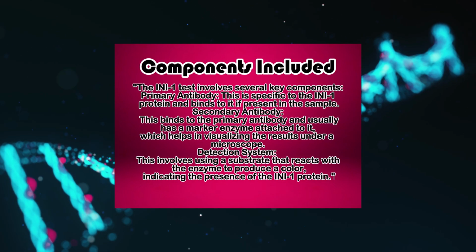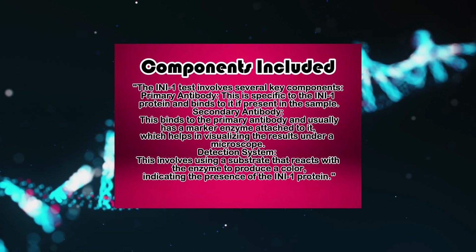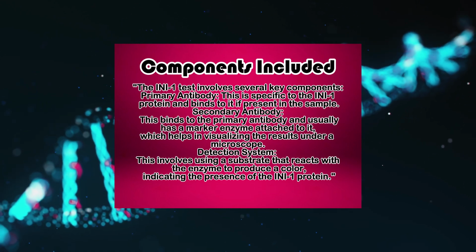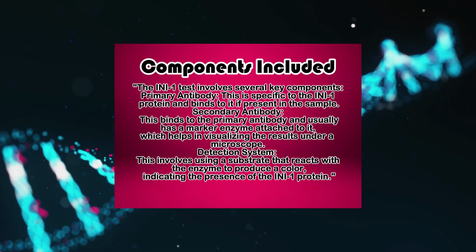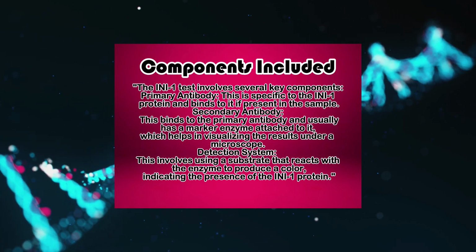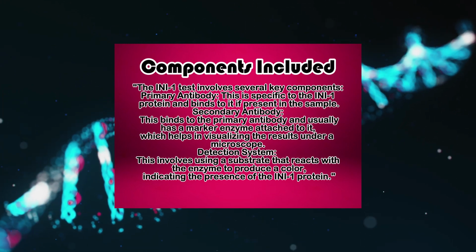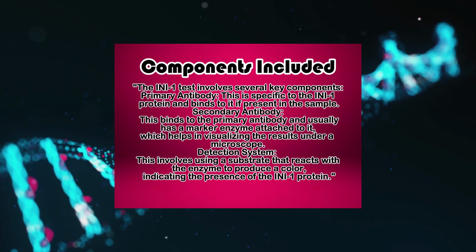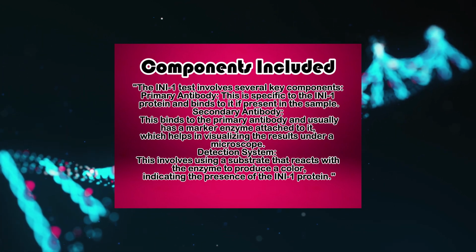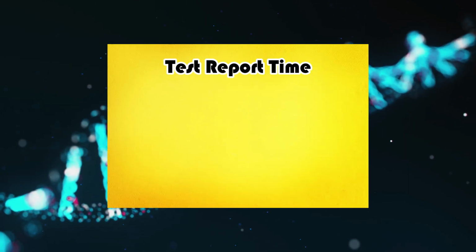Components included in the test. The INI-1 test involves several key components. Primary antibody. This is specific to the INI-1 protein and binds to it if present in the sample. Secondary antibody. This binds to the primary antibody and usually has a marker enzyme attached to it, which helps in visualizing the results under a microscope. Detection system. This involves using a substrate that reacts with the enzyme to produce a color indicating the presence of the INI-1 protein.